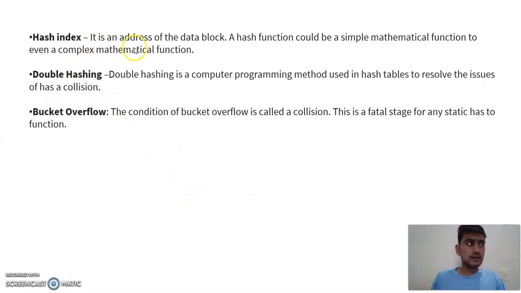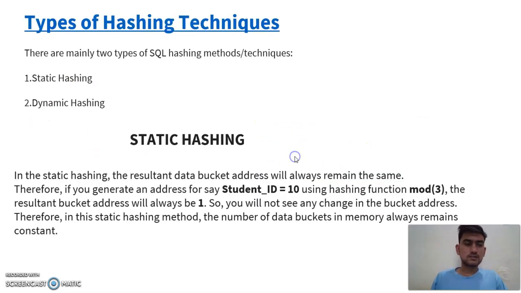Hash index. For the address of the data block, a hash function could be a simple mathematical function or even a complex mathematical function. Double hashing. Double hashing is a computer programming method used in a hash table to resolve the issue of collision. Bucket overflow. The condition of bucket overflow is called a collision. This is the fatal stage for any static or dynamic hash function.